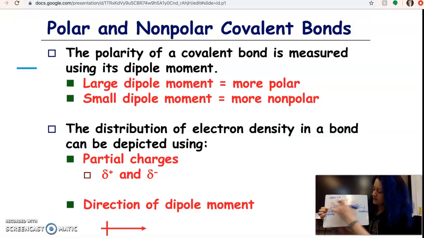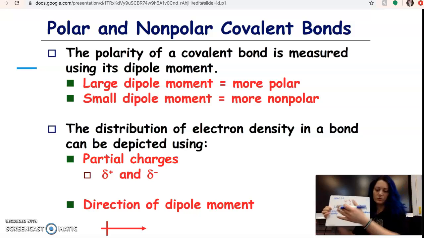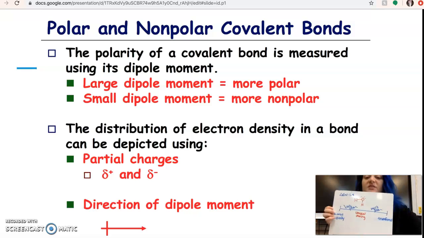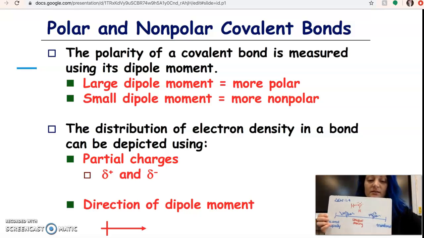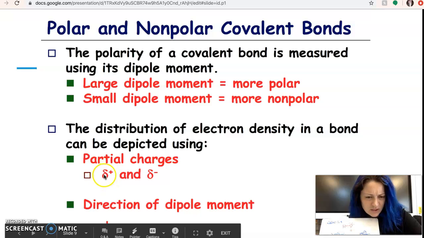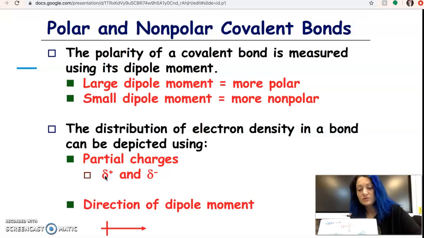All right, but all of this middle ground here would be considered polar. The distribution of electronegativity in a bond can be depicted using these little partial charge signs as well. So if you look here, this delta plus, that little squiggly thing is a lowercase delta, and it means partial. So partially positive, partially negative.